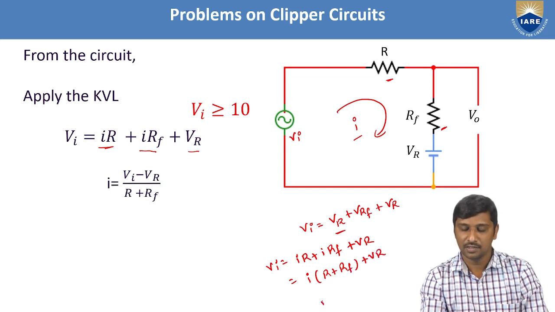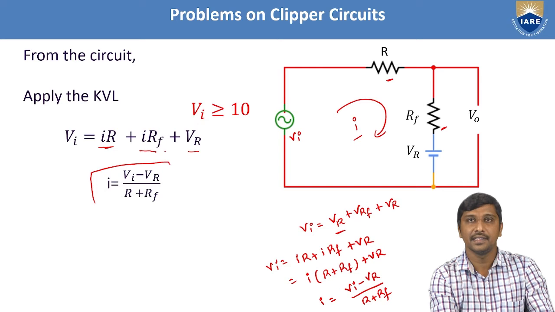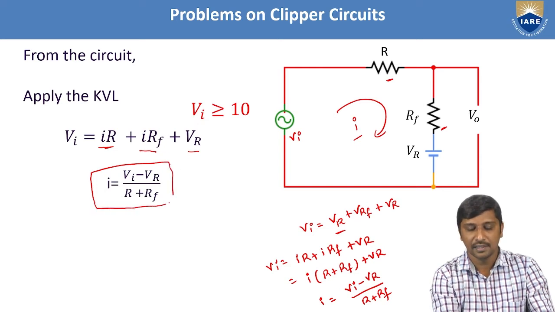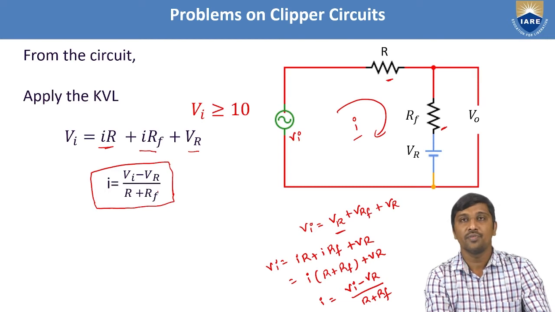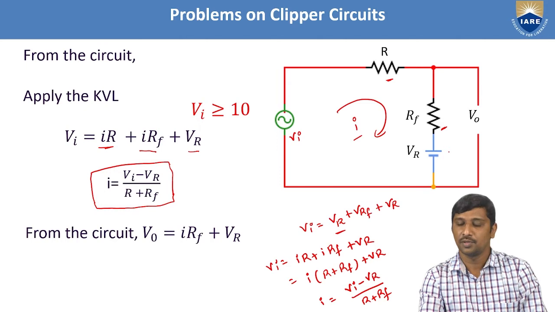Now we require I here. So I is equal to VI minus VR, divided by R plus RF. From this relation, I found out this I. So I is the ratio of the potential difference between the applied input voltage and the given reference voltage to the input resistance along with the diode resistance. Now again, from this given circuit, we need to find out the output voltage.